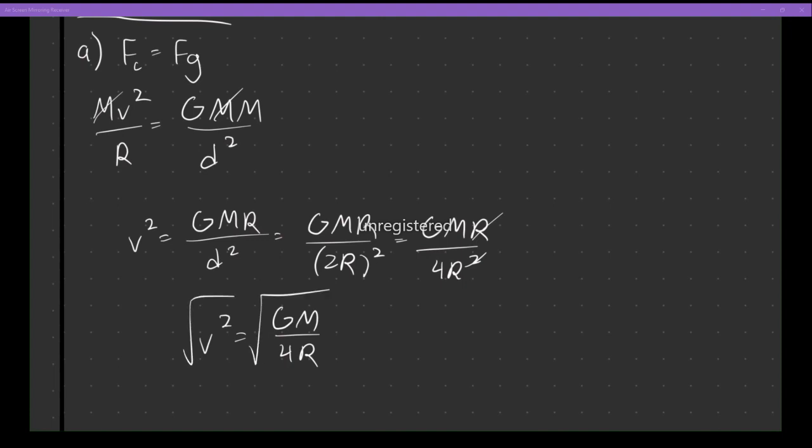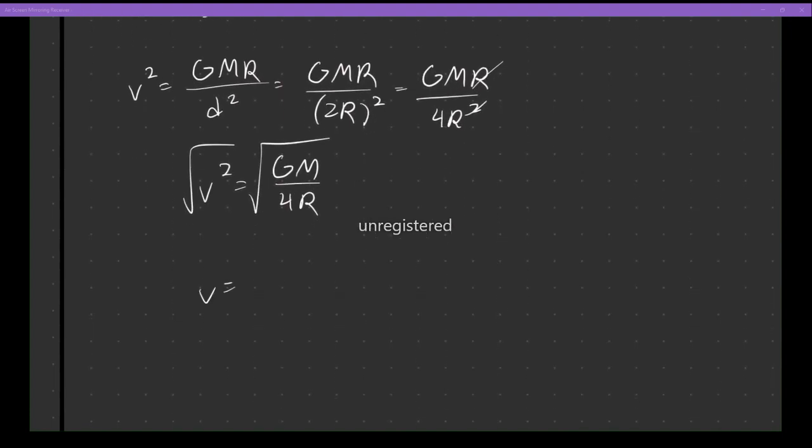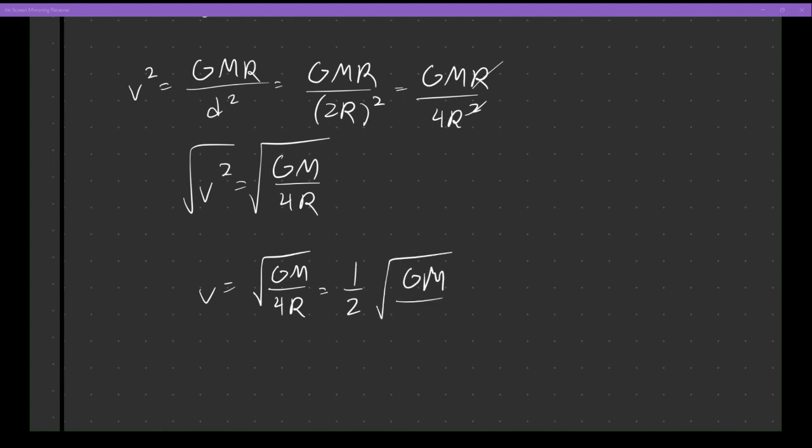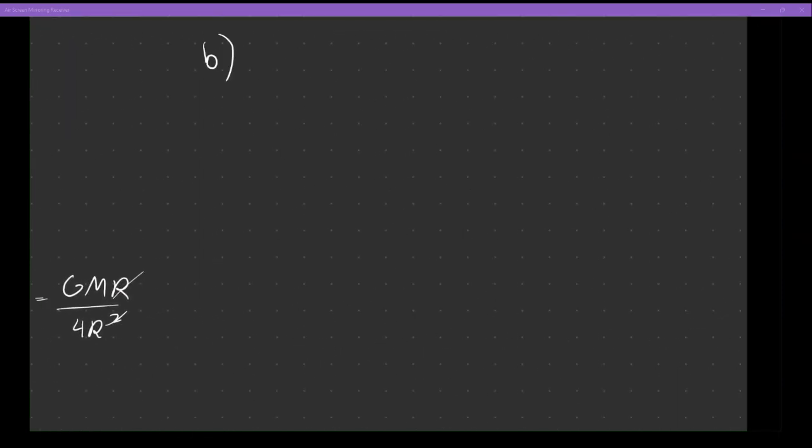Take the radical of that, so I get that v equals radical GM over 4r, or pull out the 4, which is 1/2, so v equals 1/2 radical GM over r. So that's part A. Part B asks for an expression for the time period.